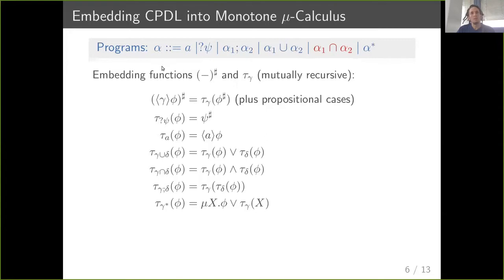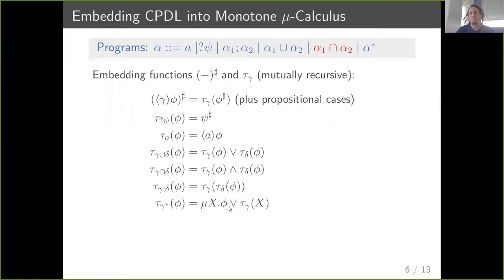Now these formulae from CPDL can be embedded into the monotone mu calculus by defining two embedding functions, one for formulae, sharp, and one for programs, tau, and they are defined mutually recursive. And as expected, I guess, the non-deterministic choice between programs is mapped to disjunction, the parallel execution of programs is mapped to conjunction, and for instance, atomic programs are mapped to these modal operators. And crucially, this iteration of programs gamma is mapped to a least fixed point corresponding to the finite iteration of program gamma until eventually the argument has to be satisfied.